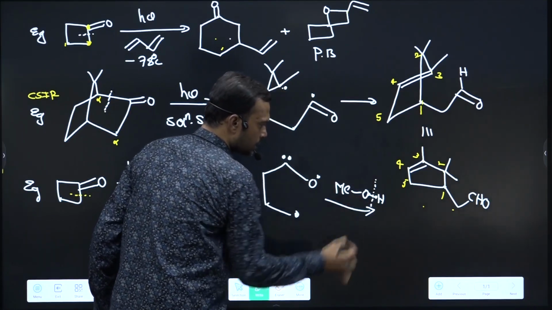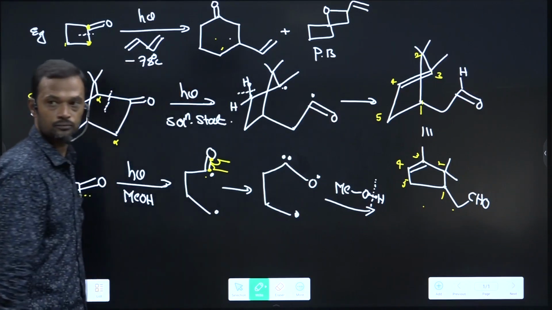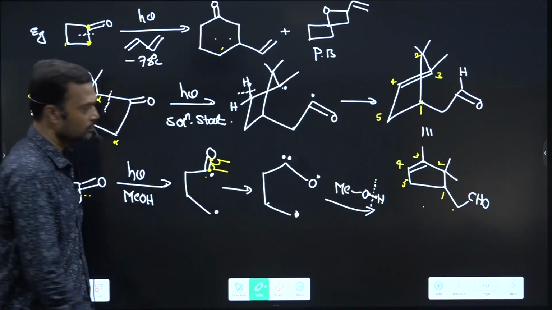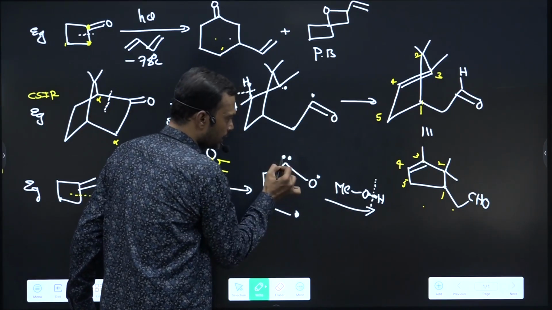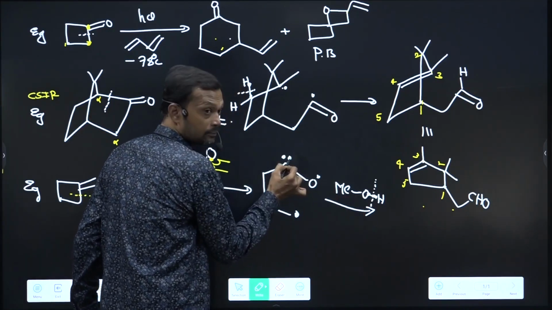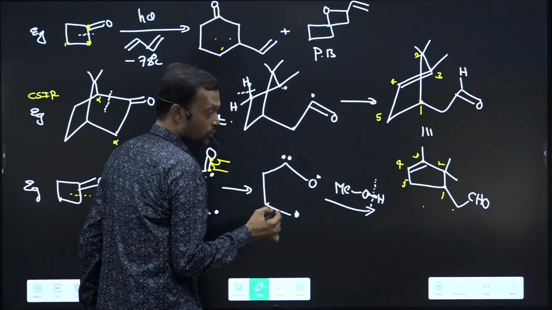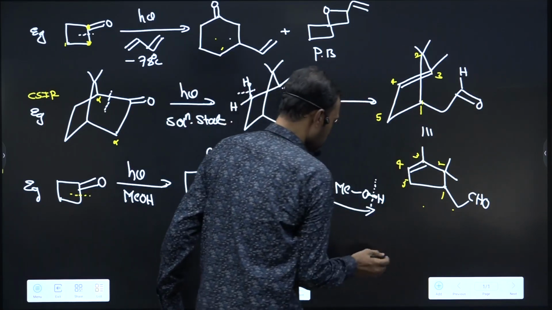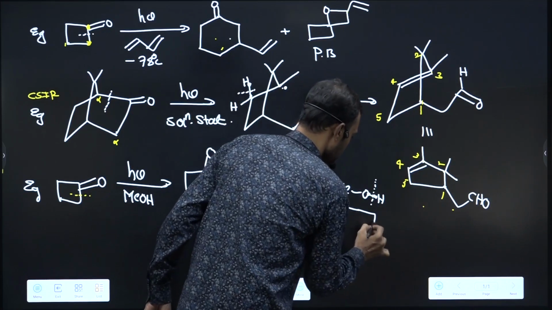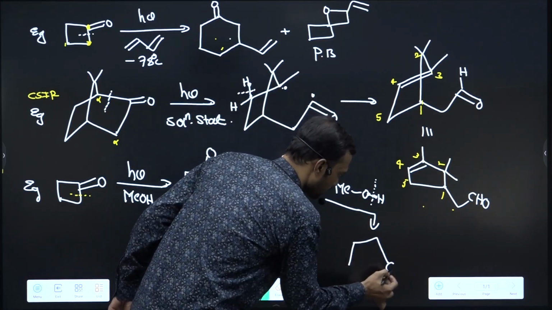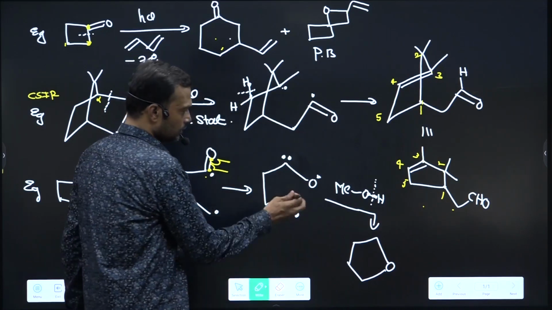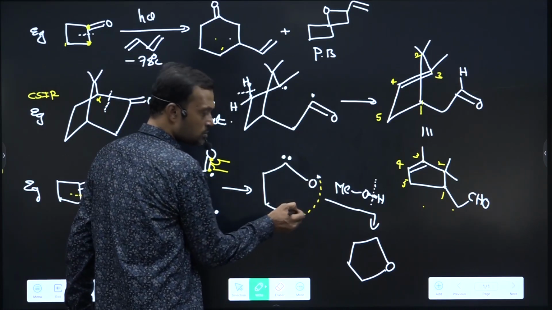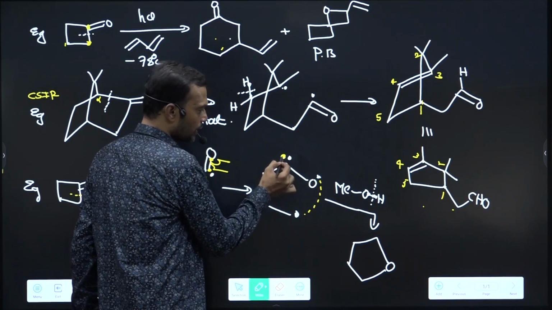So here how many radicals did I generate? 2 radicals I generated or not? Methoxy radical, hydrogen radical. This hydrogen radical adds here. This methoxy radical adds here. This radical joins together. So after joining these two, what is your answer? See, here you may expect a 5-membered ring, right? This radical joins together and forms a 5-membered ring.